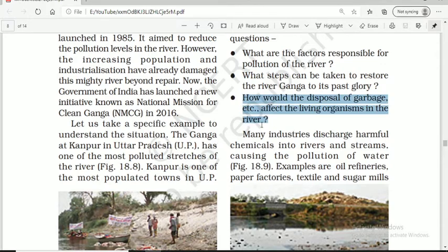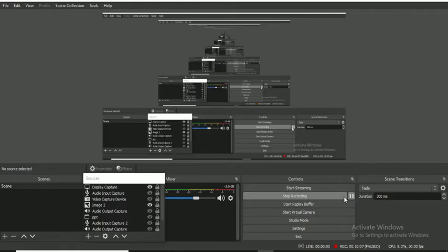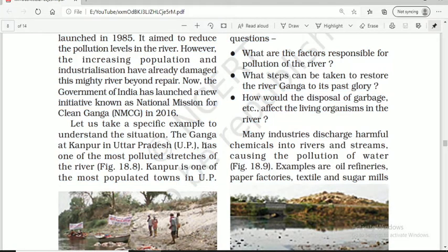Next question is, how would the disposal of garbage etc. affect the living organisms in the river? This is a good question. You are trying your best, but living organisms are affected. First, as this is aquatic pollution, water pollution, the living organisms which live in the water get affected first. The oxygen is not sufficient for them, so they eventually die. If we talk about human beings or other animals, they get affected too. If we drink polluted water, we can get many diseases. So you can give that type of answer for this.